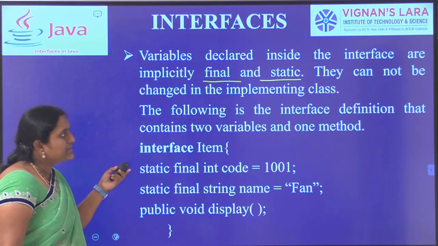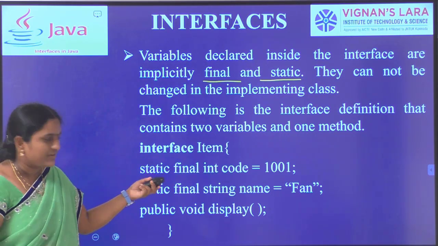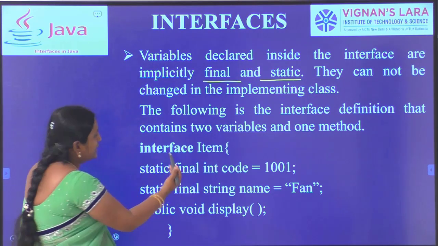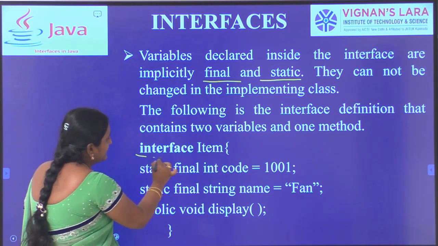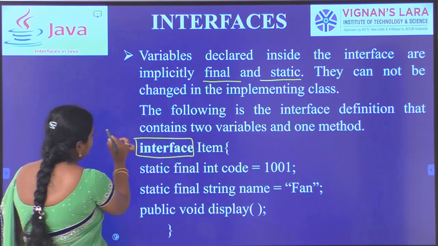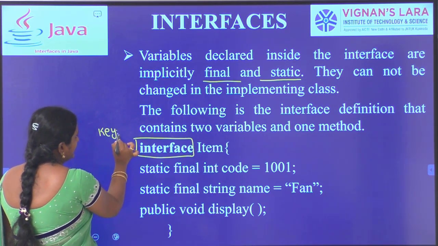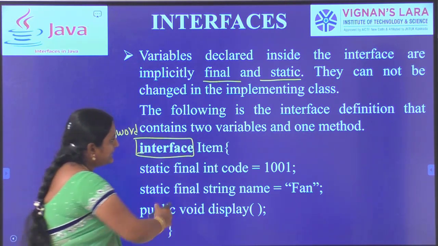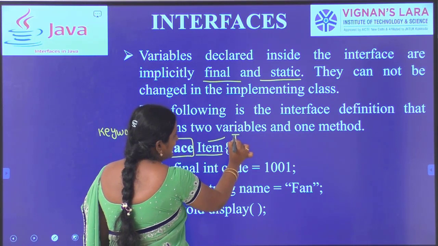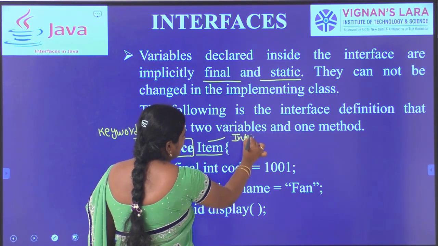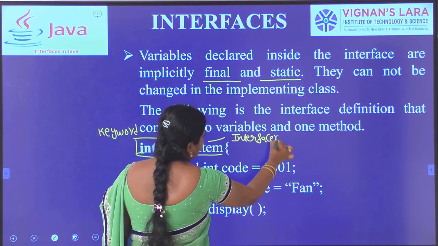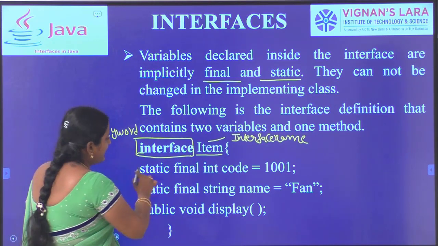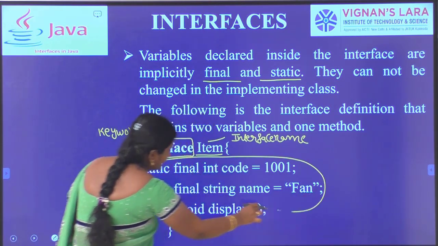Next, the following is an interface definition that contains two variables and one method. Observe this syntax. Here I am declaring one interface. Interface declaration starts with the interface keyword. According to the naming rules, the first letter of the name should be uppercase. Interface Item: here Item is the interface name. The body of the interface is defined within the braces.